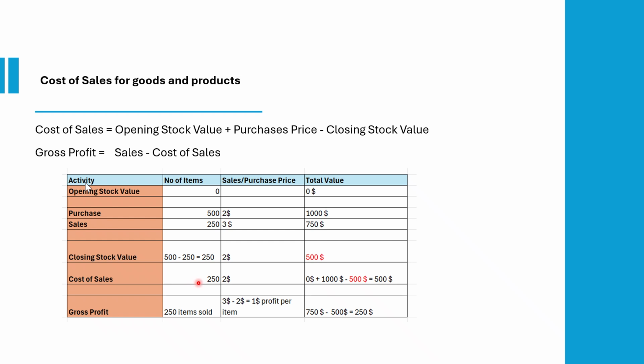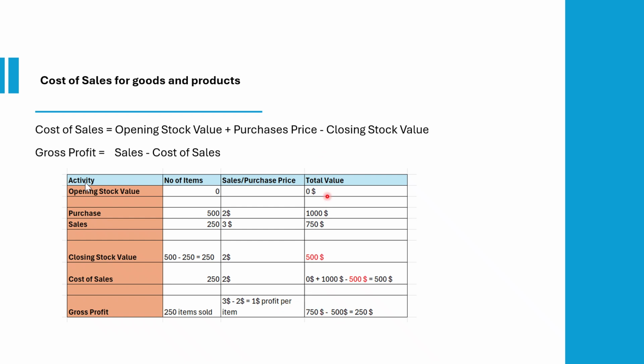Now what will the cost of sales be? Cost of sales is your purchasing value minus closing stock value, plus any opening stock value, so $500. Now what will the gross profit be? You sold 250 items, and your selling price was $3 and your purchase was $2, so there was $1 profit per item. You can directly say $250 gross profit, or by formula, sales minus cost of sales. That is $250. So it's not that straightforward.